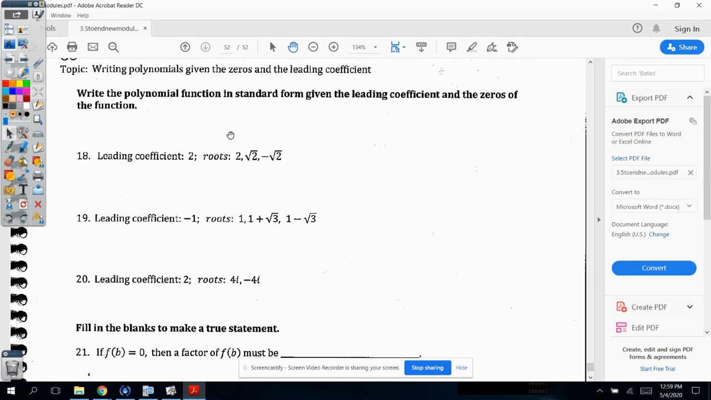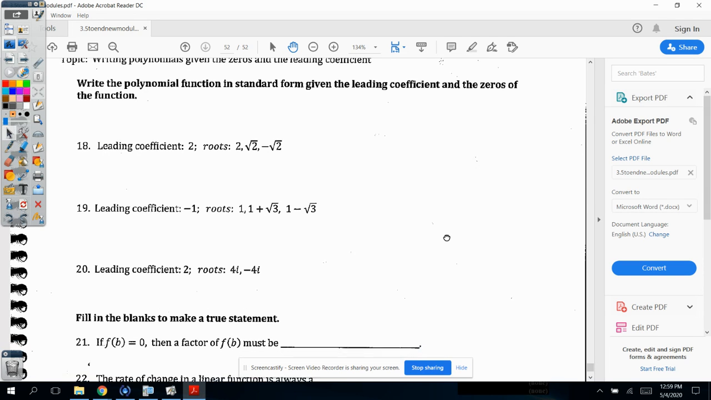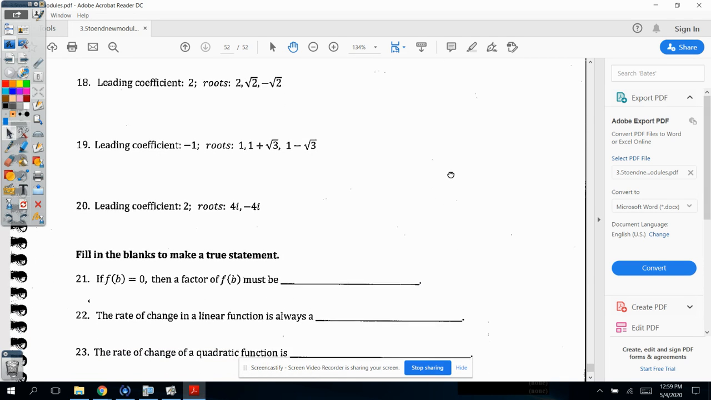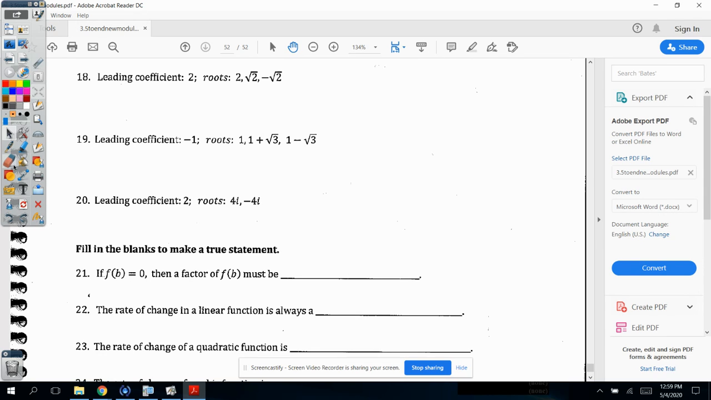Okay, now these guys, they want us, this will be on your tests, write the polynomial function in standard form where they tell you these fun facts, okay? And they want it in standard form. So we're going to write it in factored form first, and then we're going to do some multiplying to get it to standard.